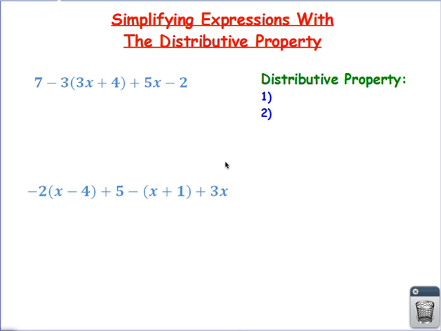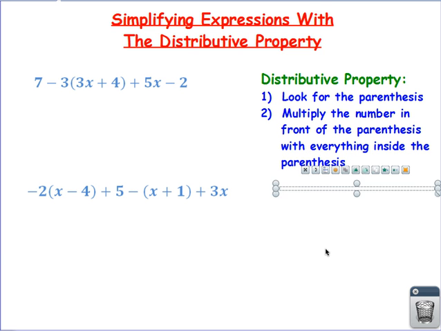Hello, ladies and gentlemen. Today we are going to simplify expressions again, but this time we're going to use something called the distributive property. Now, how do I know when we use our distributive property? Well, we're going to look for parentheses. Once we find our parentheses, we're just going to take the number in front of the parentheses and multiply it with everything inside the parentheses.